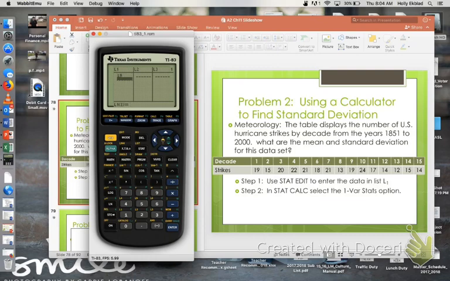So I'm going to put 19, and then 15, 20, 22, 21, 18, 21, 13, 19, 24, 17, 14, 12, 15, and 14. Okay, and now it says I'm on row number 16, which is good because I had 15 data values, so I didn't forget any of them. All right, now we're going to go back to our stat, and we're going to go over to calculate, and we're going to do the one var stats. So it's going to give us one variable statistics.